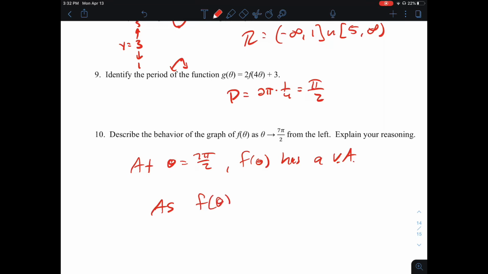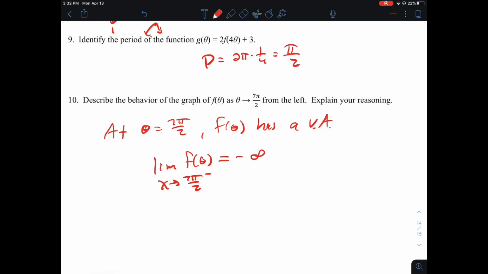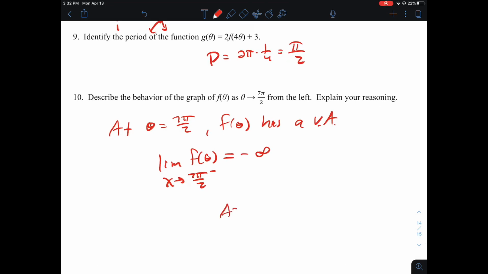Let me write this using limit notation. The limit of f of theta as theta approaches 7 pi over 2 from the left is equal to negative infinity. If you want more explanation, as theta approaches 7 pi over 2 from the left, the graph goes down forever.